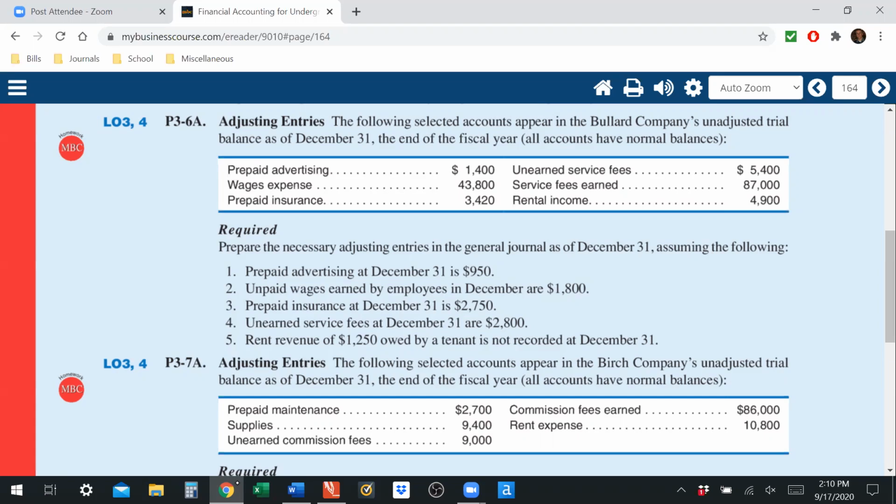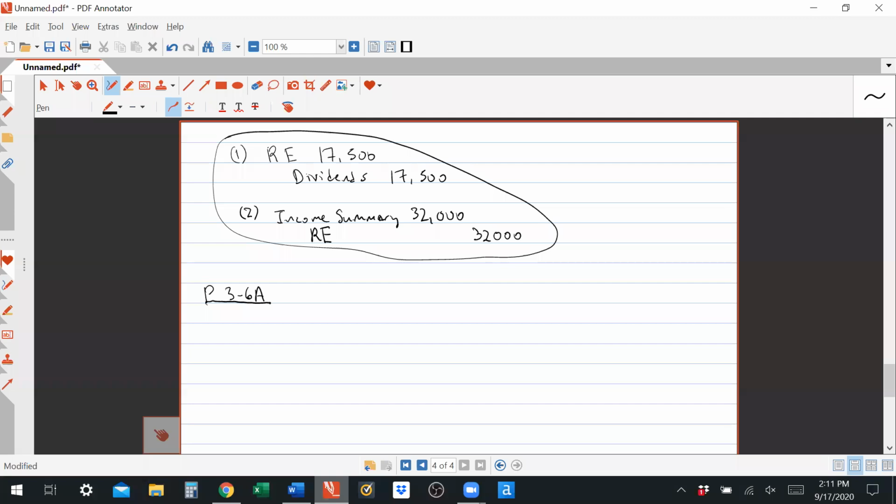All right, prepare the necessary adjusting entries as of 12/31, assuming the following. That first thing, prepaid advertising at the end of the month should be $950. It was $1,400 at the end of the month, but that was before any adjustment. Now after adjustment, it should be $950. So what's the adjustment? Sounds like we need to make an adjustment for advertising expense.